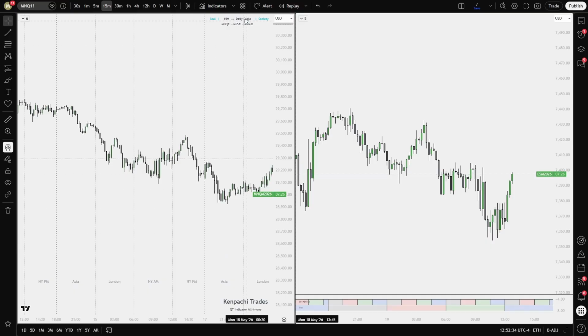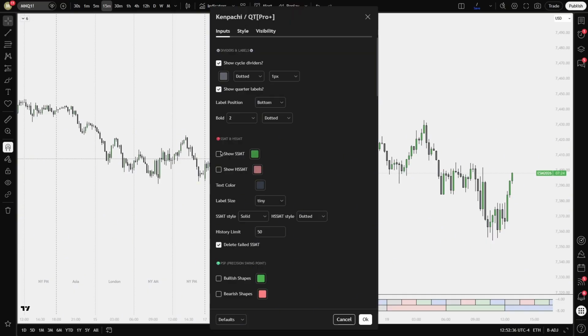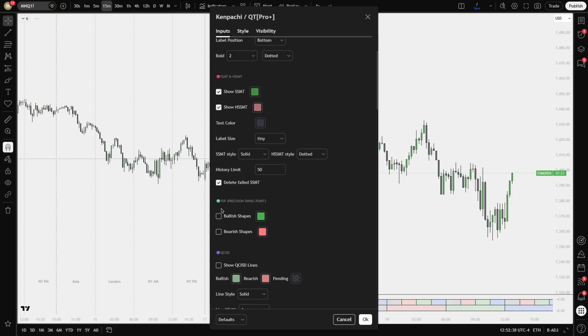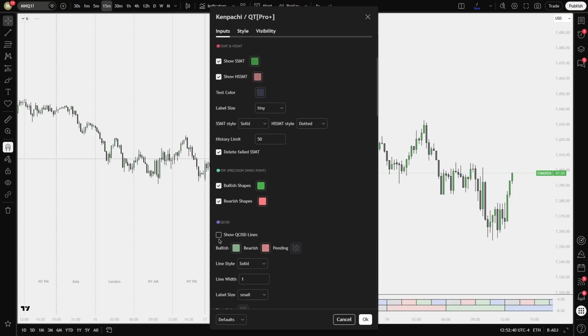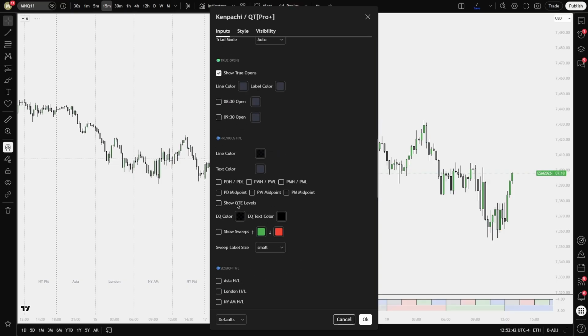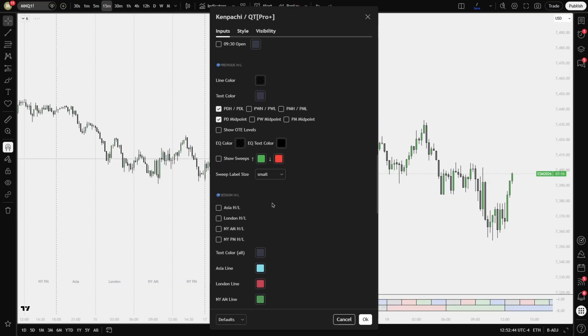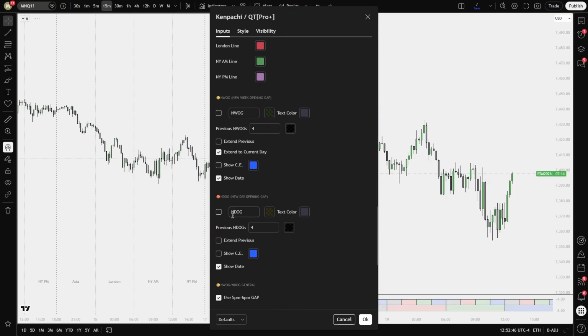This indicator also includes all of the quarterly series concepts that you need for trading: QT, SSMT, hidden SSMT, PSP, QCs, OT levels, and much more.